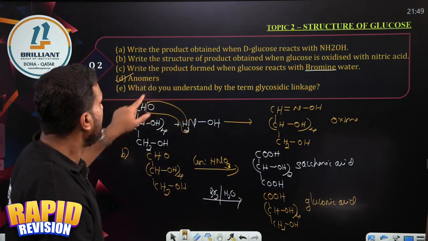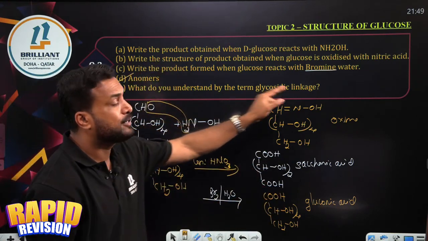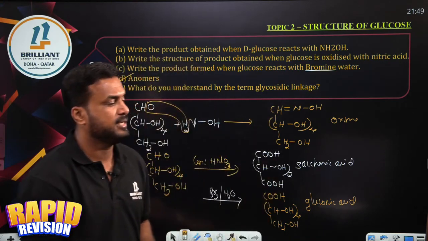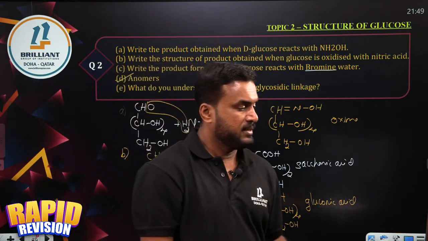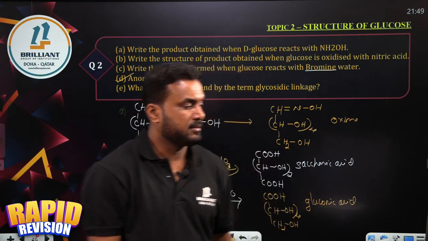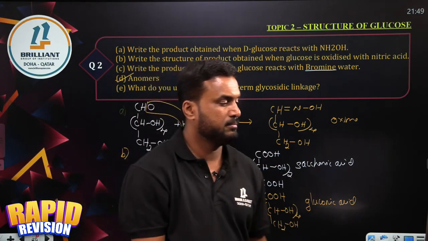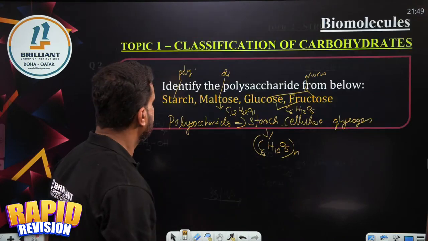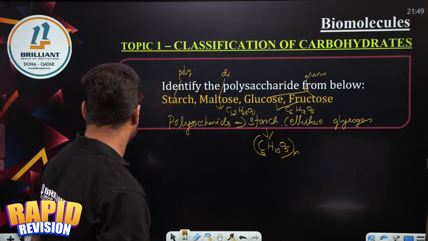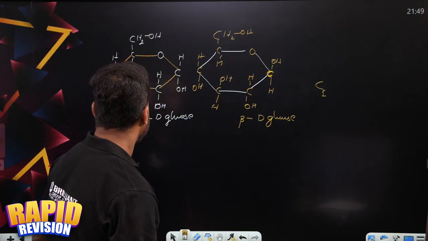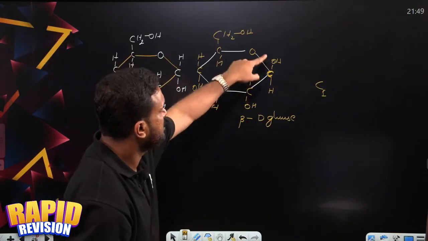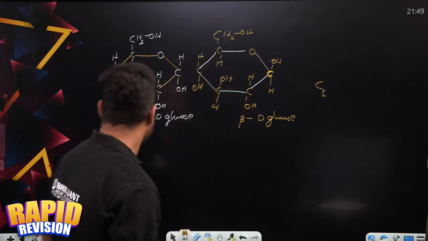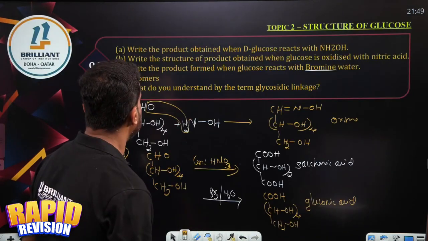That is called anomers. What do you understand by the term glycosidic linkage? Another important one. Tell what is glycosidic linkage? Yes, at C1, Nitin, correct. Alpha or beta. Alpha means OH is down. Yes, this is the alpha one and this is the beta one. Alpha D glucose and beta D glucose. Now we need to explain what is glycosidic linkage.